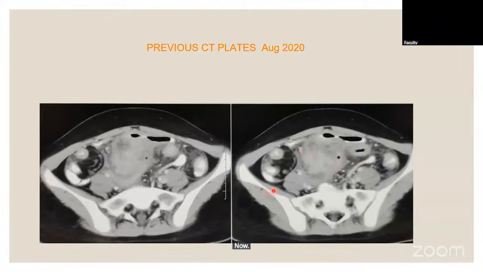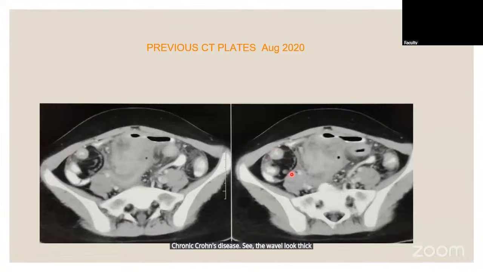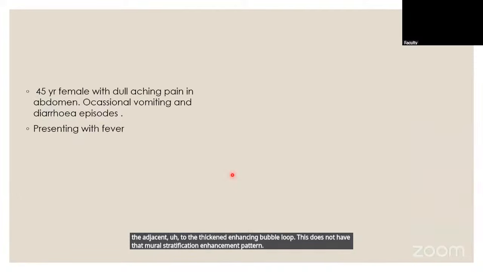Now, here I am showing you the most important finding of chronic Crohn's disease. See the bowel loop thickening and see the fat. There is mesenteric fat which has reached up to here, and there is mesenteric fat hypertrophy, also known as the fat creeping sign. So phlegmon formation with adherence of the bowel loops, increase in the fat adjacent to the thickened enhancing bowel loop. This does not have that mural stratification enhancement pattern.